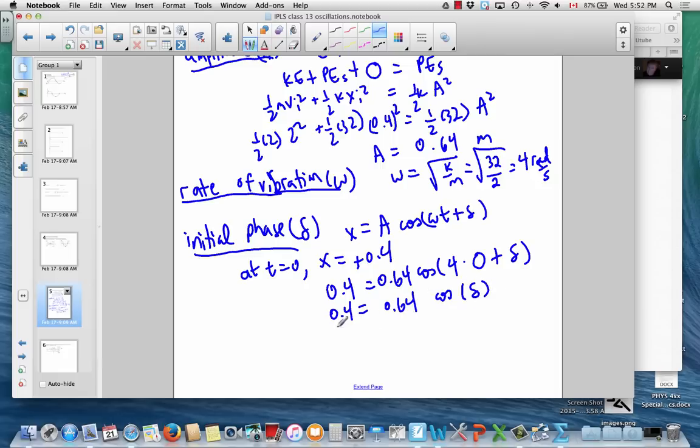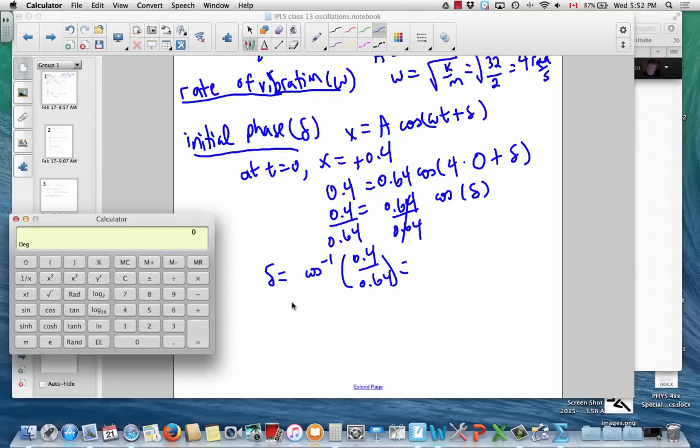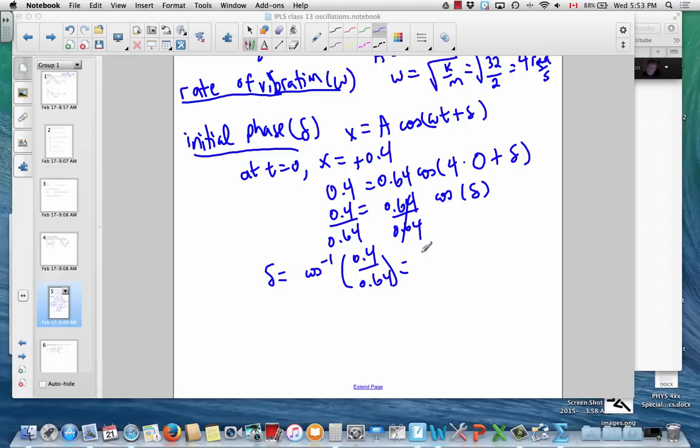So we divide both sides now by 0.64. And we see that cos delta is 0.4 over 0.64. So delta then is the inverse cosine of 0.4 over 0.64. So let's see what that is. So 0.4 divided by 0.64. And then we'll do second, make sure we're in radians mode, second inverse cosine. Okay, it's 0.895, it's about 0.90 radians.